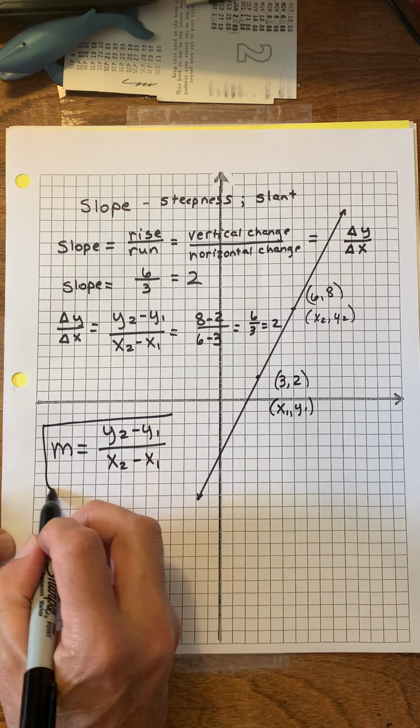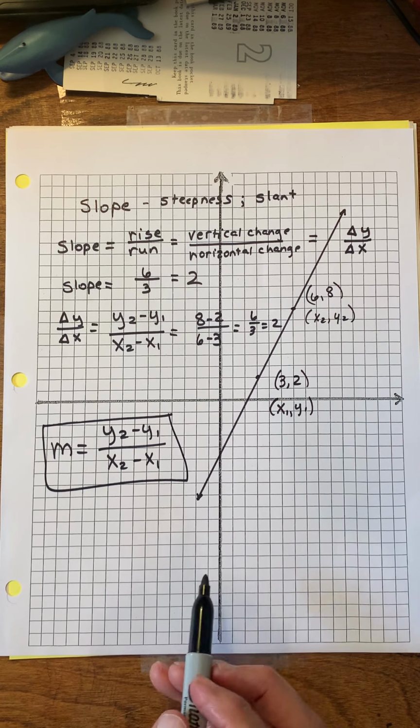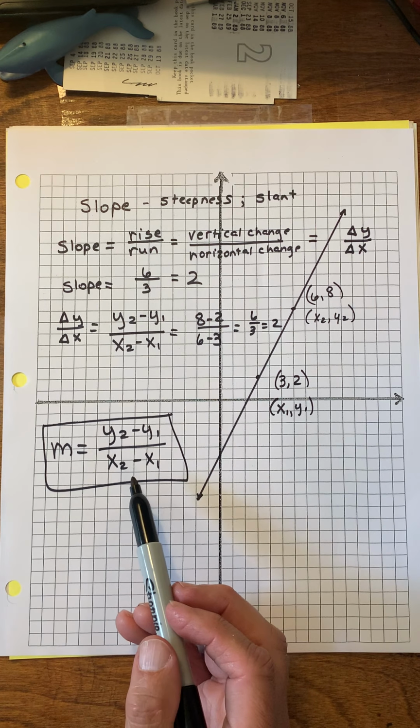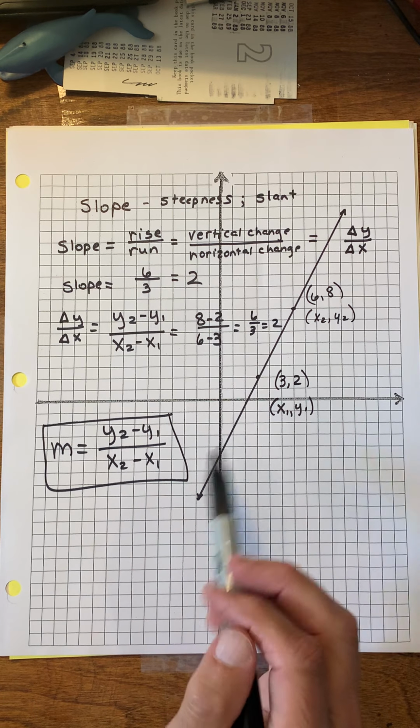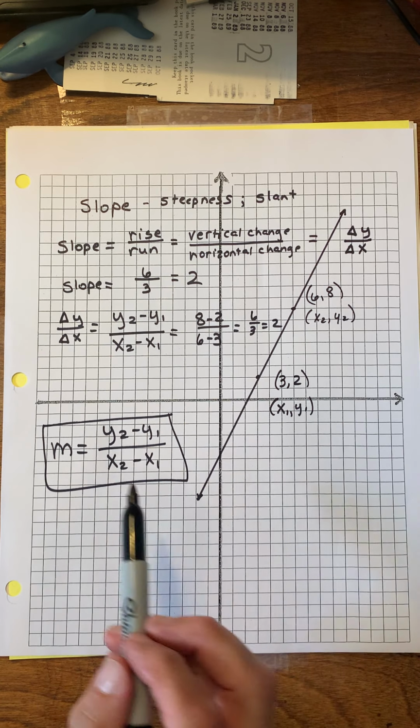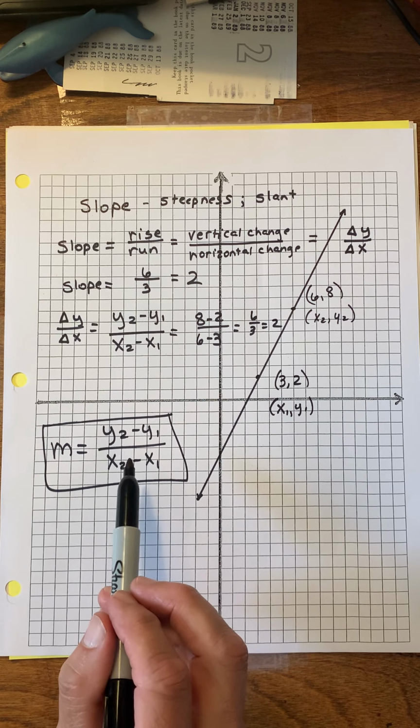This is the guy you want to have handy because we're going to be finding the slope of the line between 2 points. And we don't even need graph paper, don't even need to plot the points or draw a line, just simply plug into this formula right here.